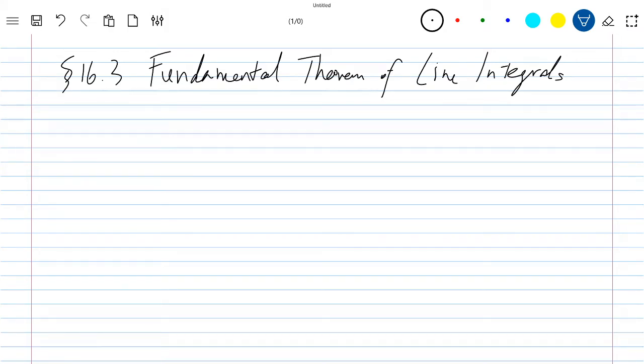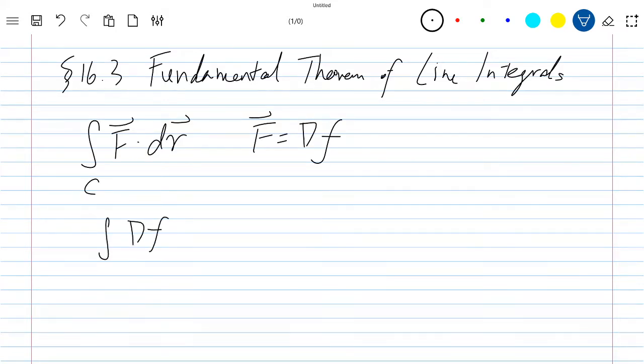16.3 Fundamental Theorem of Line Integral. We will continue the study of line integrals. Last time we defined the integration of a vector field along a curve as that, and if we have a potential field, then this integral is particularly simple.